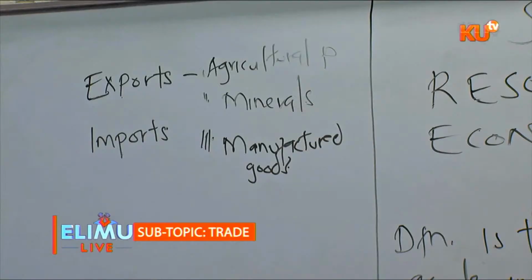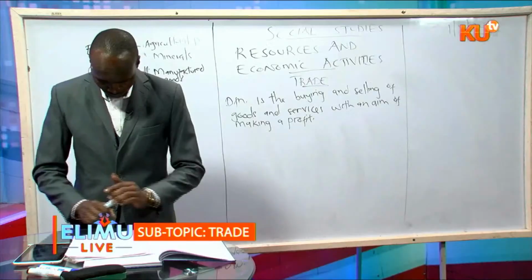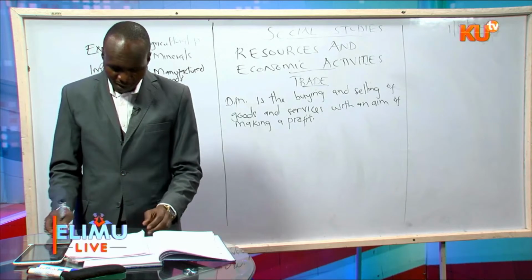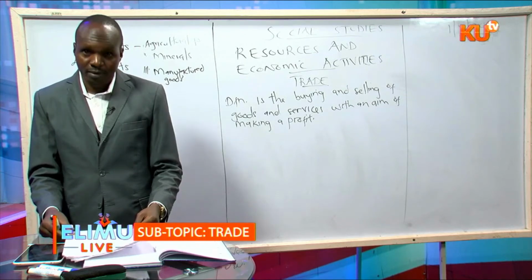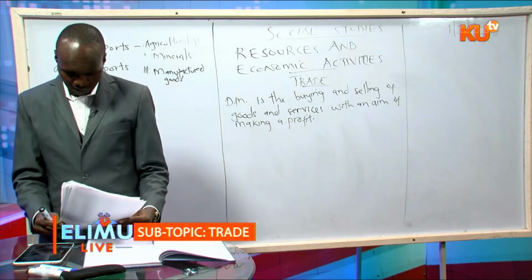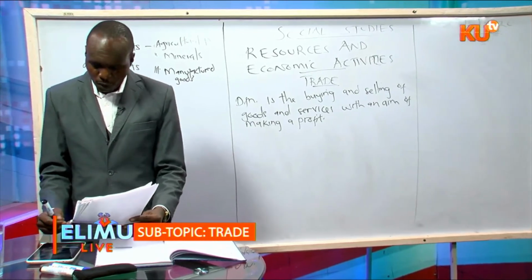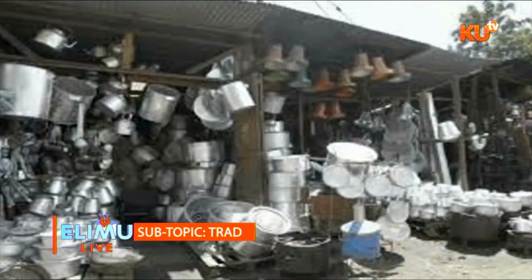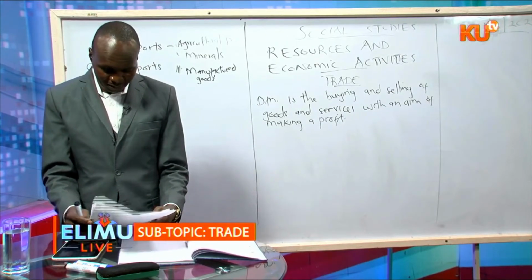The third category is manufactured goods. Under manufactured goods, we have cement, paper and paper products, chemicals, roofing sheets, leather products, juakali products, textile, and the manufactured goods are normally processed in different factories.